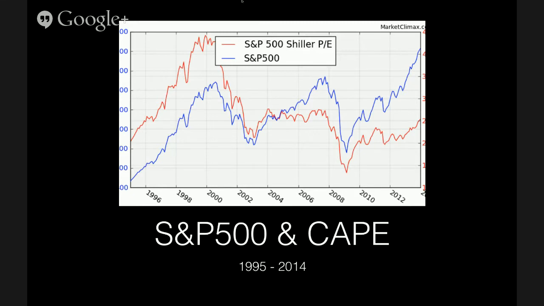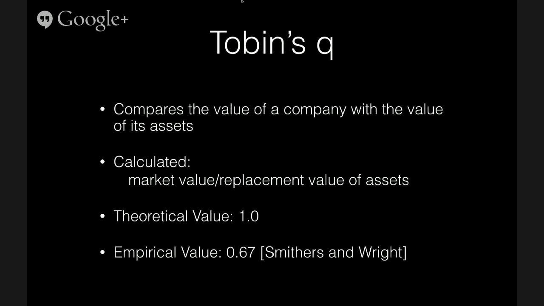Tobin's Q, on the other hand, is a more complicated method of calculating. What it does is identify the value of a company based on the value of its assets. So the value of the company may be given by the market capitalization, the share price times the number of shares, divided by the amount of assets that the company has. Theoretically, Tobin's Q should be equal to 1.